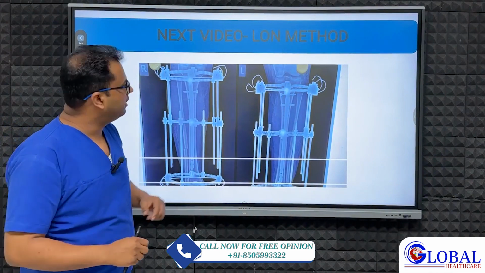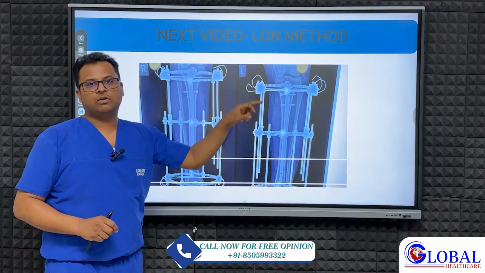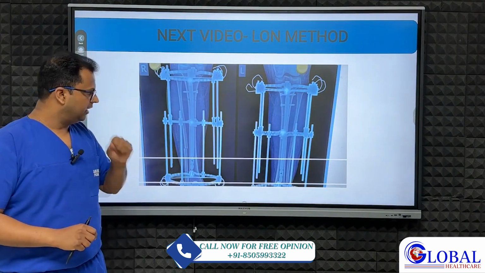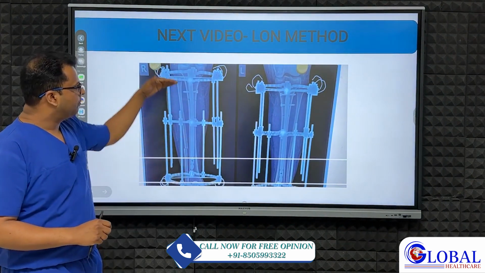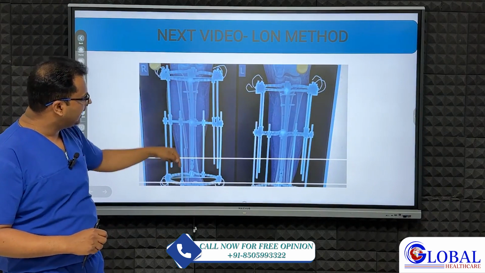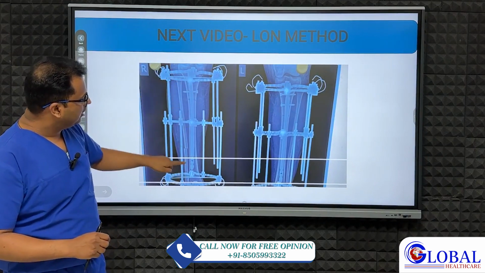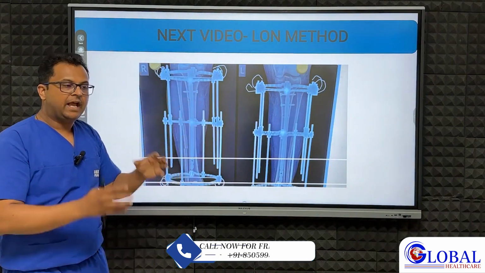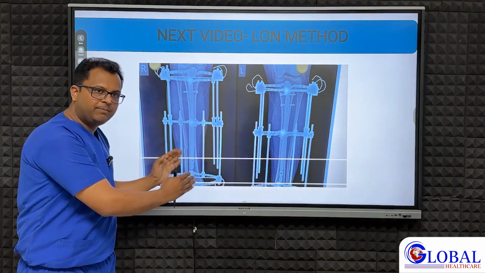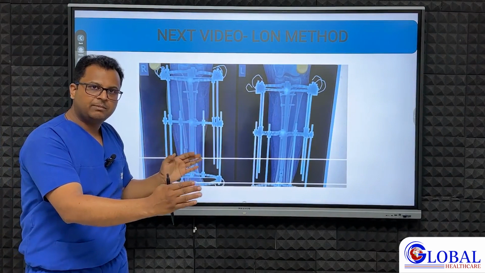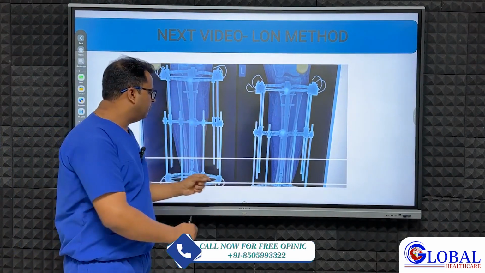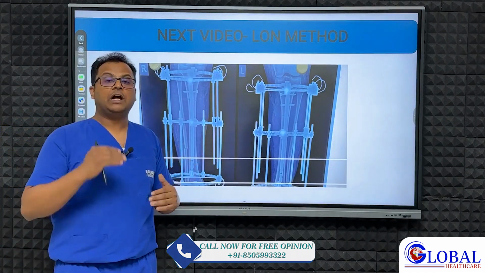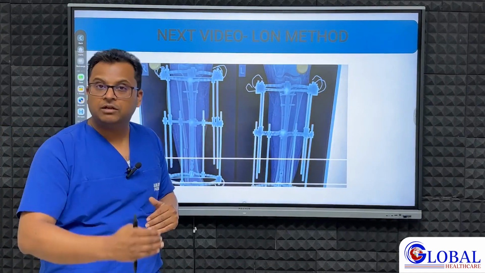which you all are waiting for, we will go for the lengthening over nail method. This is one of our cases where we have done lengthening over nail, in which we have made the osteotomy, we have put the nail, we have locked the nail at the upper end, the lower end of the nail is free, and we have put the Ilizarov fixator for distraction. The latency period will remain the same, the distraction phase will remain the same, and once the distraction phase is over, we will just lock at the distal end and remove the frame. That is lengthening over nail. I will discuss this method in the coming video.